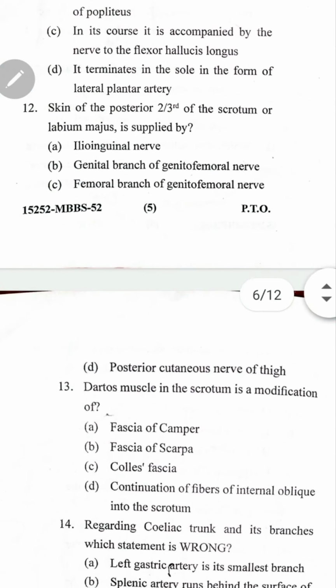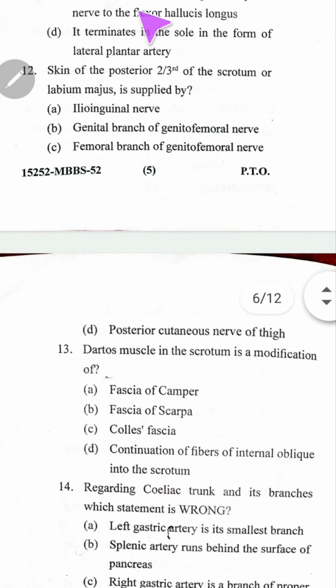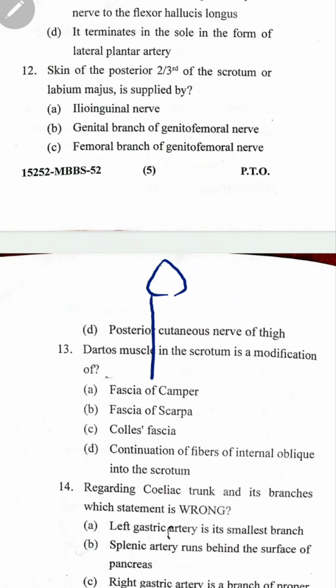Twelfth question. Question number 12. Skin of the posterior two-thirds of the scrotum or labium majus is supplied by. Fast revision. This is about the nerve supply of genitalia, right?